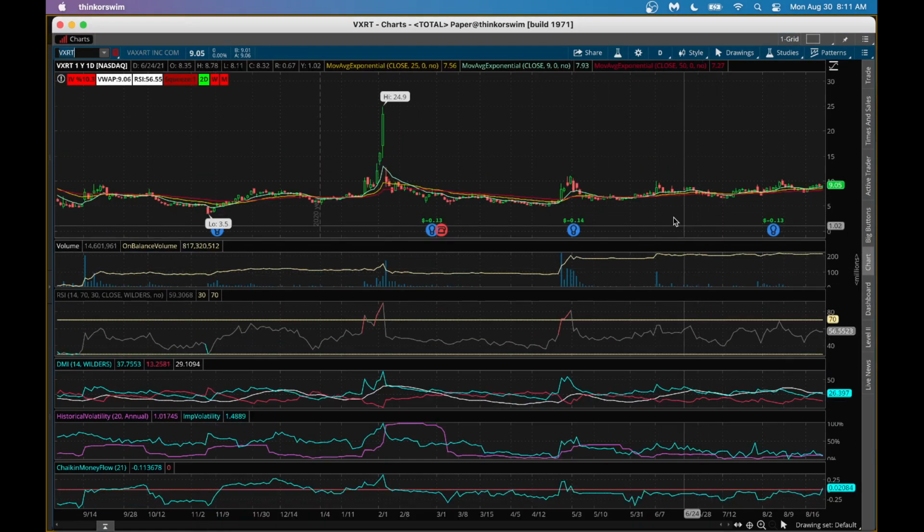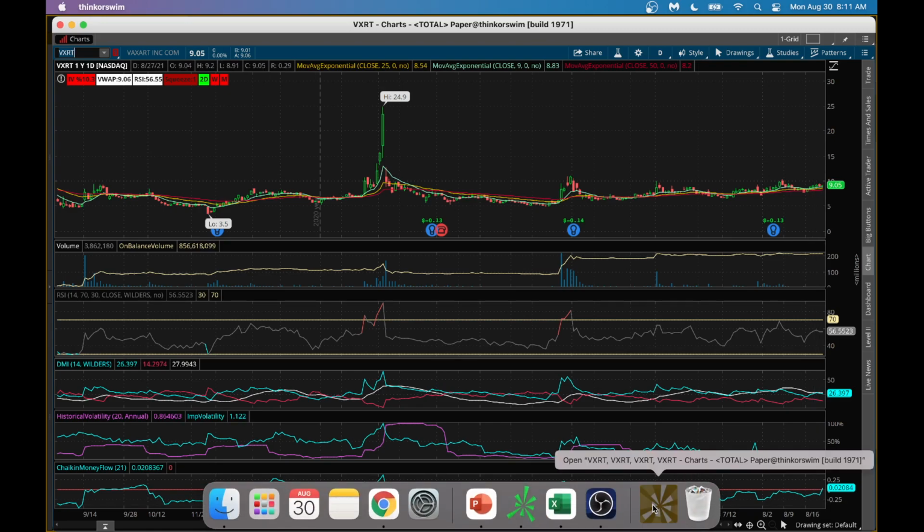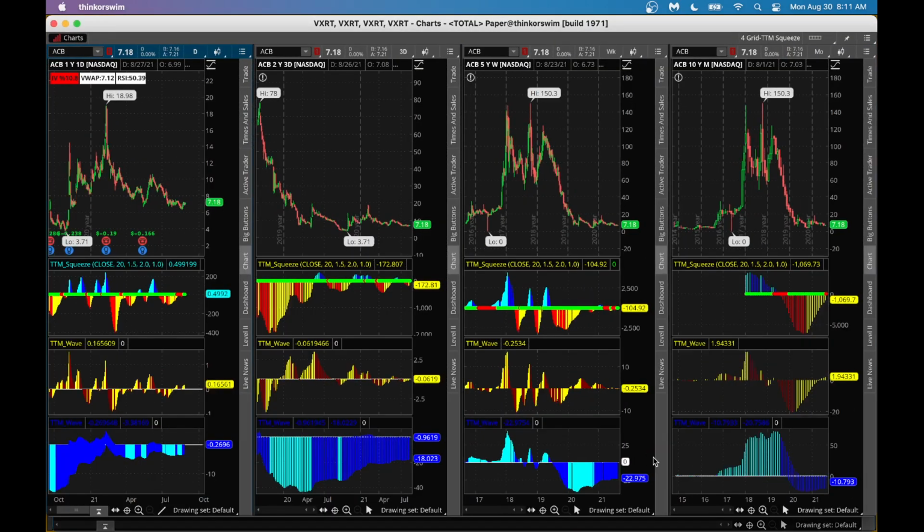Look here, on-balance volume is pretty steady. People are buying the stock. RSI is pretty stable, 56. Right now from a DMI perspective, it's bullish. The blue line is above the red line, and Chaikin money flow is telling you money is flowing into the stock. So the coast is clear. Now let's look at a TTM squeeze chart here.